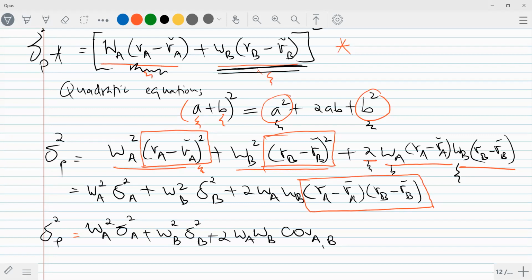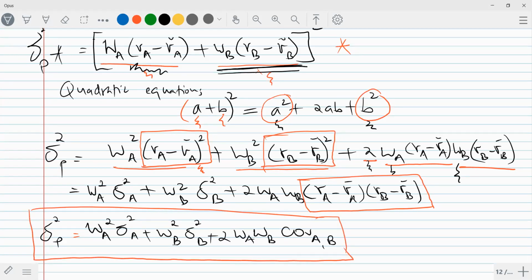I hope it's clear. You don't have to remember the process of how we got the equation, but you must remember the final equation. You may forget the process, however, don't forget how to get the variance of the portfolio. So you must remember that final equation.